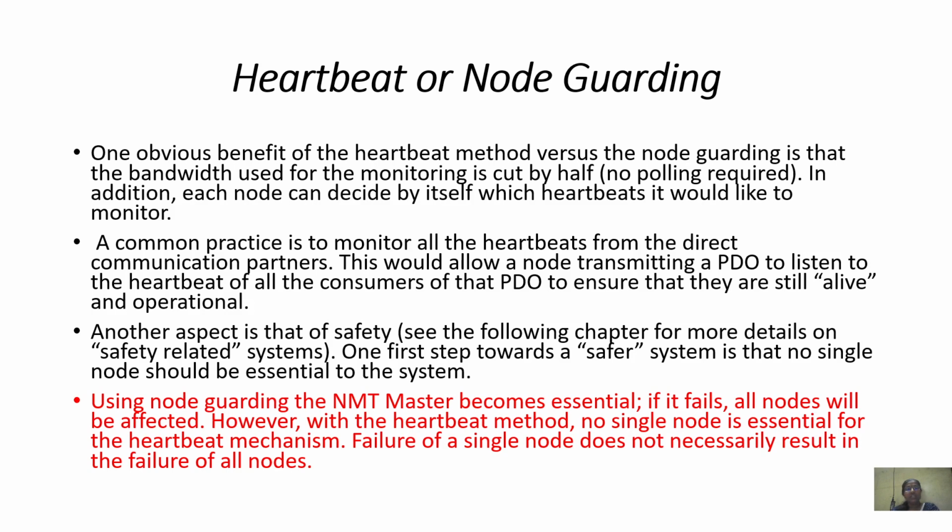Using node guarding, the NMT master becomes essential, so if it fails, all the nodes will be affected. With the heartbeat method, no single node is essential for the heartbeat mechanism.